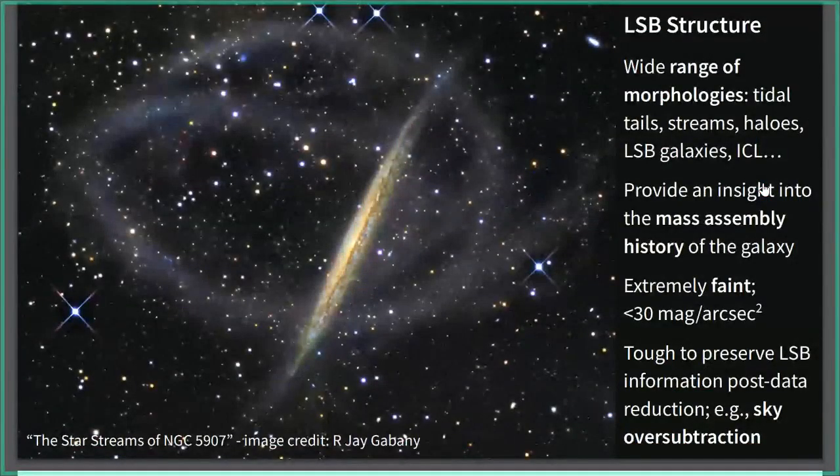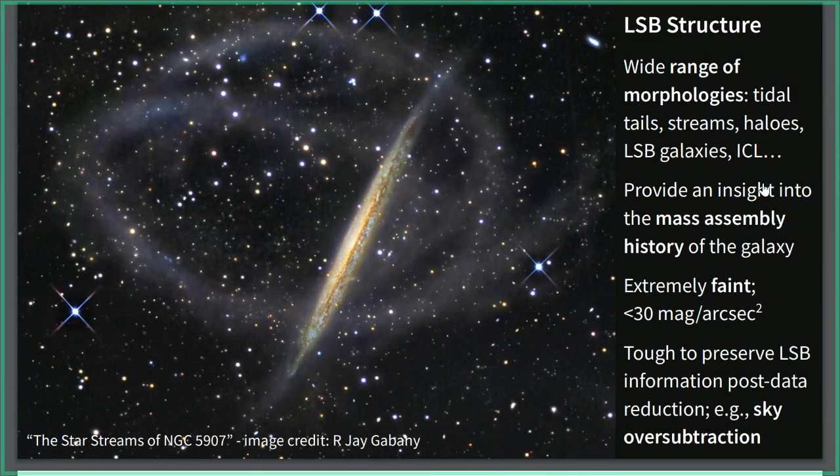Okay, so I have to start here, this wonderful image of the Knife Edge Galaxy, NGC 5907. You can see the plane of the disk, and perpendicular to the plane of this wonderful disk, you can see these beautiful low surface brightness stellar streams. I hope it comes out on the view screen in front of you in the room. So this stellar material is a remnant of some past merging activity, giving us an insight into the formation and subsequent evolution of this system. And this is just one example of many different types of LSB morphologies that many of us study and are interested in. For example, stellar halos, LSB galaxies, intracluster light, tidal tails, and so on.